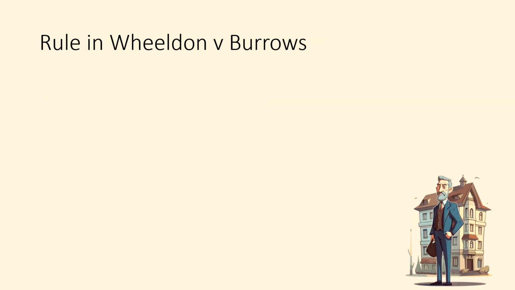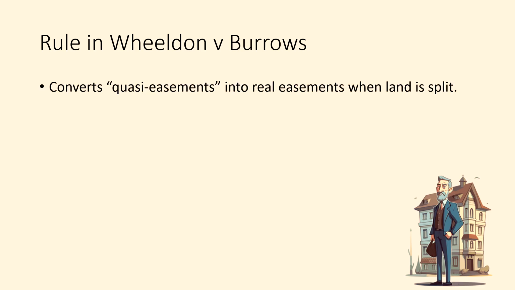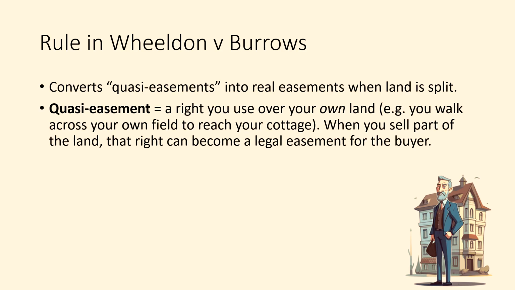Okay, now we move on to some of the more tricky and complex methods for creating an easement. And one is the rule in Wheeldon v. Burrows. And this converts something we call quasi-easements into real easements when land is split. That's kind of the short way of saying it. But what do I actually mean by this?